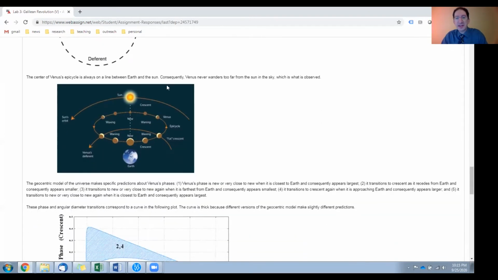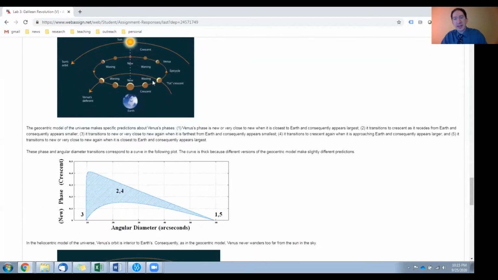Now, in the case of Venus, the center of its epicycle is always on a line between the Earth and the Sun. So in this figure, you can see all the different positions Venus can be in with respect to us and with respect to the Sun in the geocentric model.